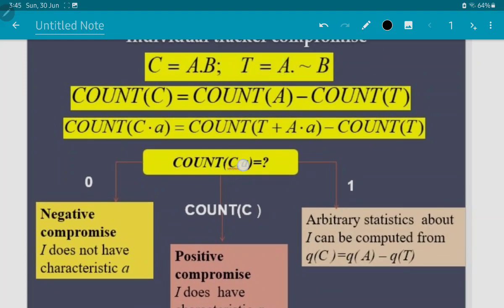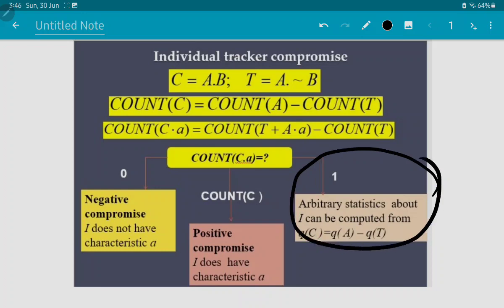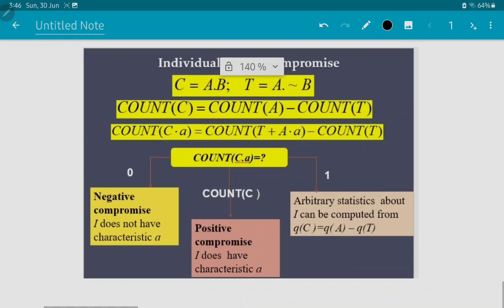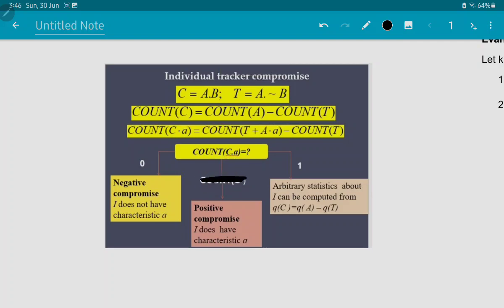So for your unique record to determine whether A belongs to C, the condition is to have the count of C equal to 1. These are the formulas for the individual tracker. If it gives 0, then A doesn't have the characteristic. If it gives the value of 1, equivalent to the count of C, then this is a positive compromise.